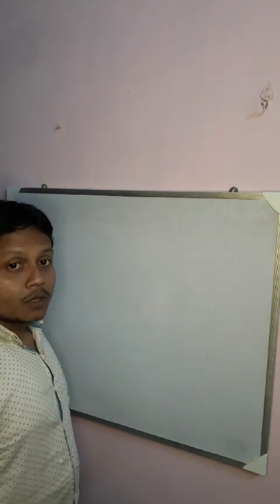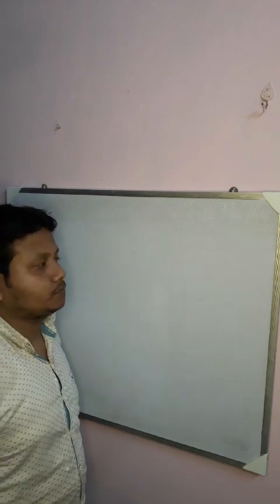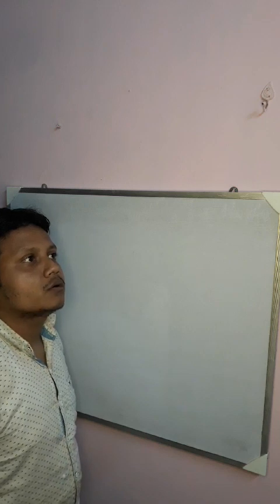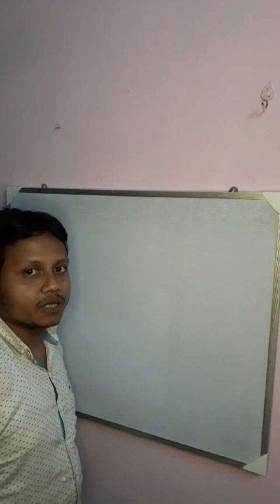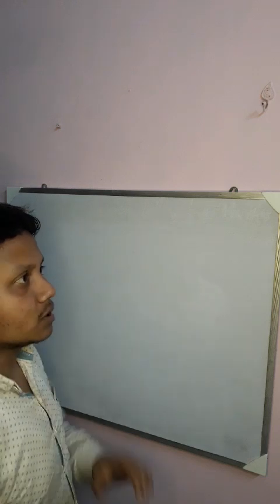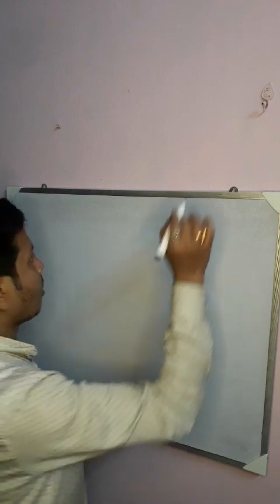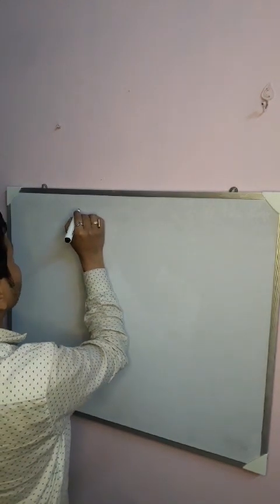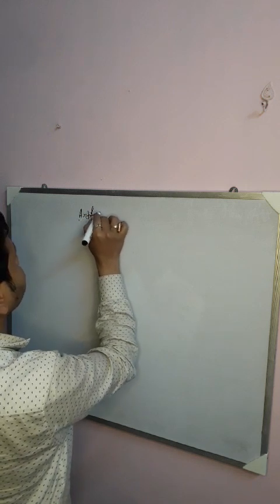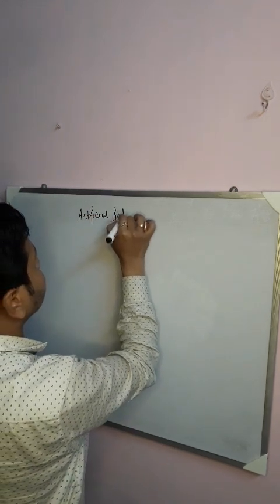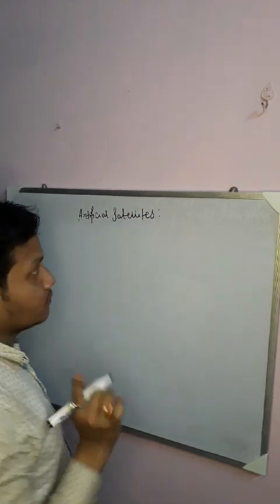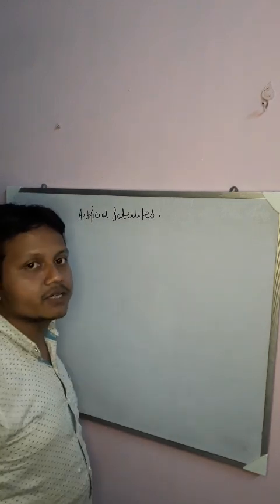In my last lecture, I discussed the differential equation of the orbit and a few of its applications. In today's lecture, we will discuss artificial satellites. The first question that arises: what is an artificial satellite?